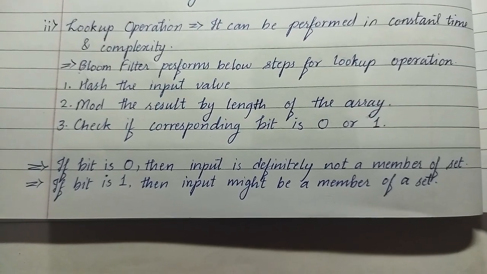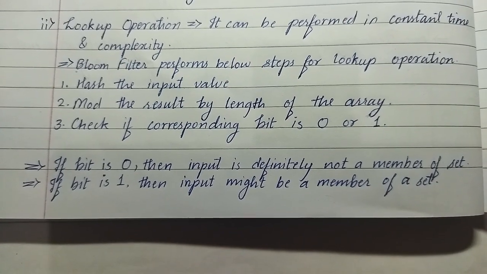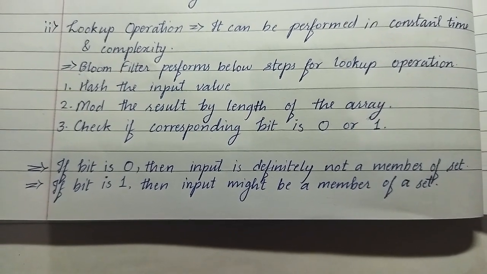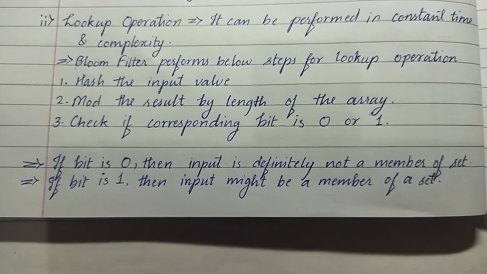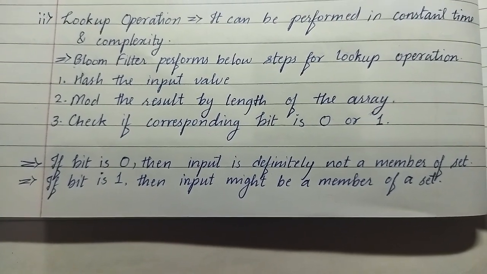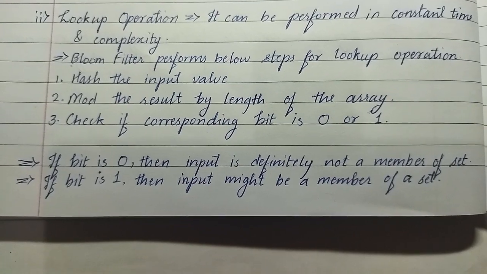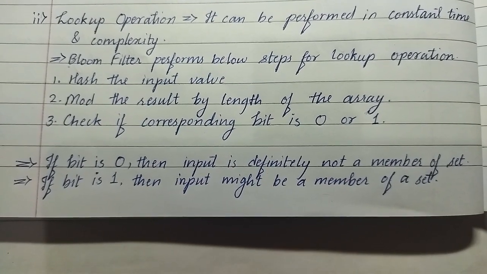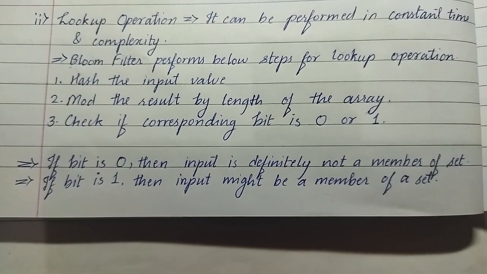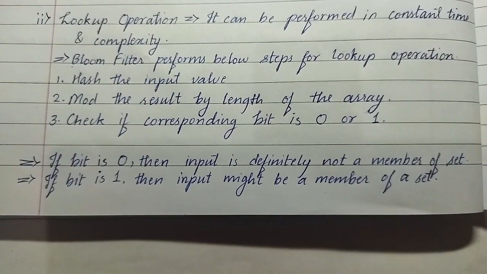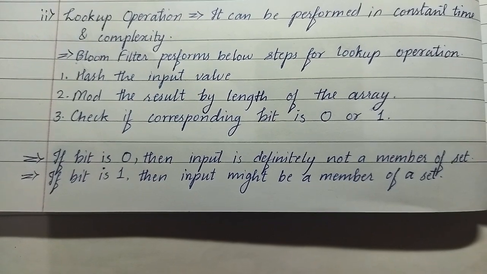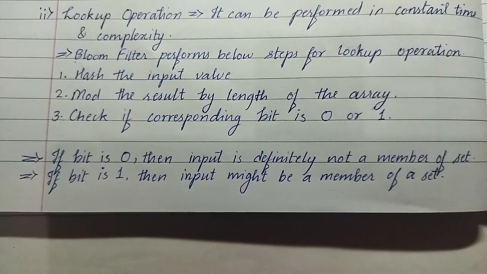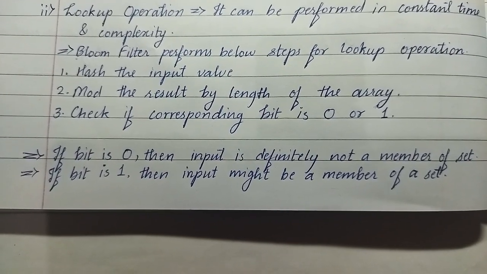And the lookup operation can be performed in constant time complexity, and Bloom filter performs the below steps for lookup operation. First, hash the input value. Second, mod the result by the length of the array and check if the corresponding bit is 0 or 1. If the bit is 0, then the input is definitely not a member of the set, and if the bit is 1, then the input might be a member of the set.